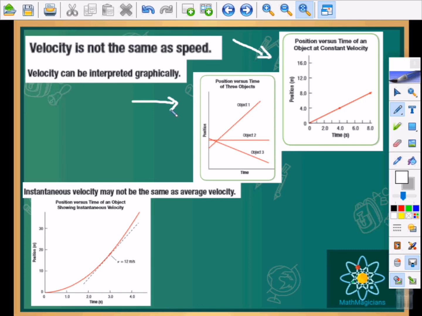And instantaneous velocity may not be the same as average velocity, because instantaneous velocity is the velocity of an object at some instant or at a specific point in the object's path. As you can see here, a specific point in the object's path. The instantaneous velocity at a given time can be determined by measuring the slope of the line that is tangent to the point on the position versus time graph. Okay, so that would explain your position time graphs.